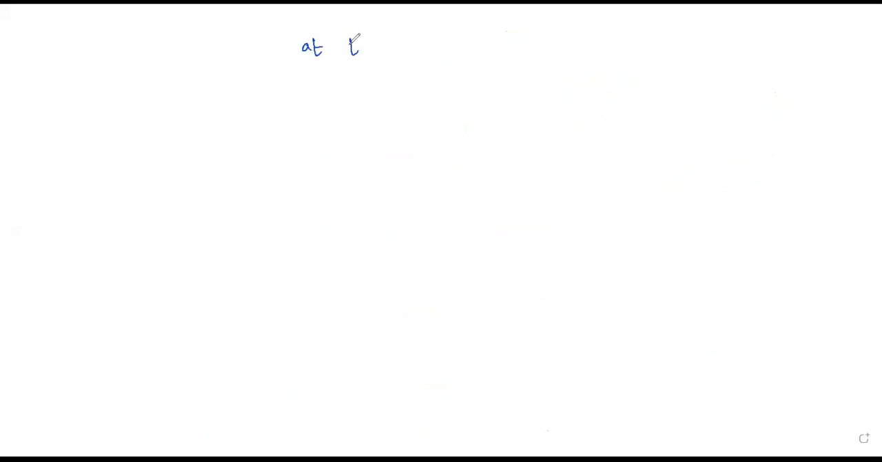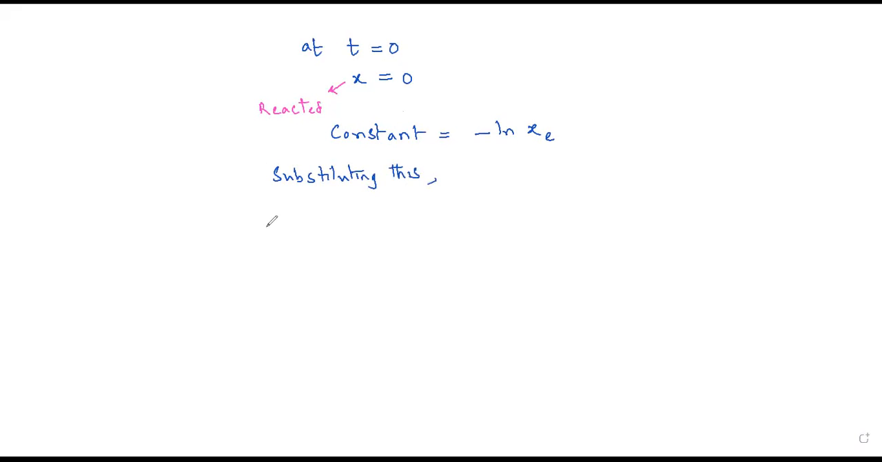See, at a time t equal to 0, amount reacted will be 0, isn't it? Reacted will be 0. Now, from this, constant can be written as minus ln xe. Substituting this in the previous expression, we already got minus ln (xe minus x) is equal to kf into a by xe into t minus ln xe. Now this is the constant.